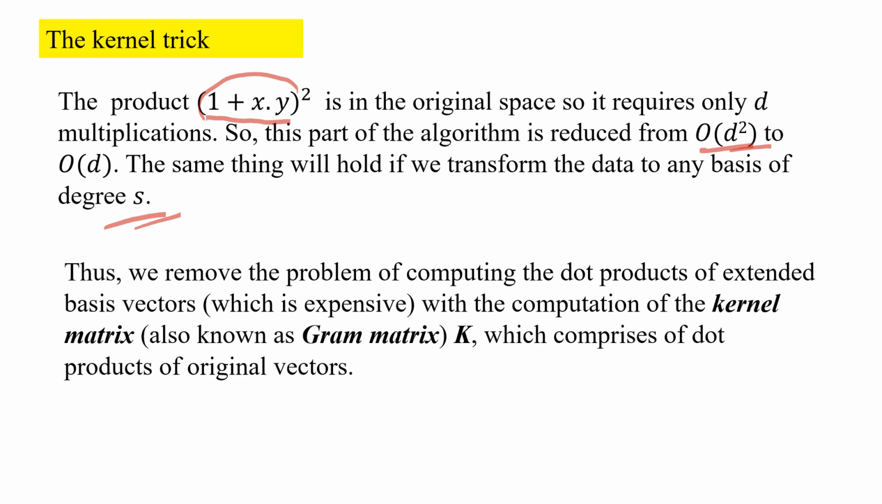So we have removed the problem of computing the dot products of extended basis vectors, which was very expensive. We saw d squared by 2 elements in phi x, multiplying with another vector of the same size, and n into n number of times, n squared. So this we are replacing with the computation of the kernel matrix, also known as the gram matrix K, which comprises dot products of the original vectors, which are still in the D space.